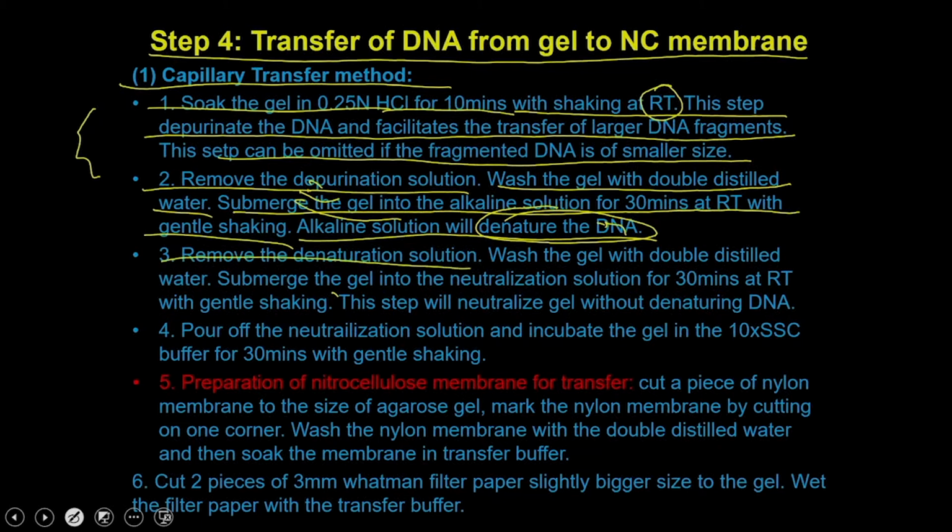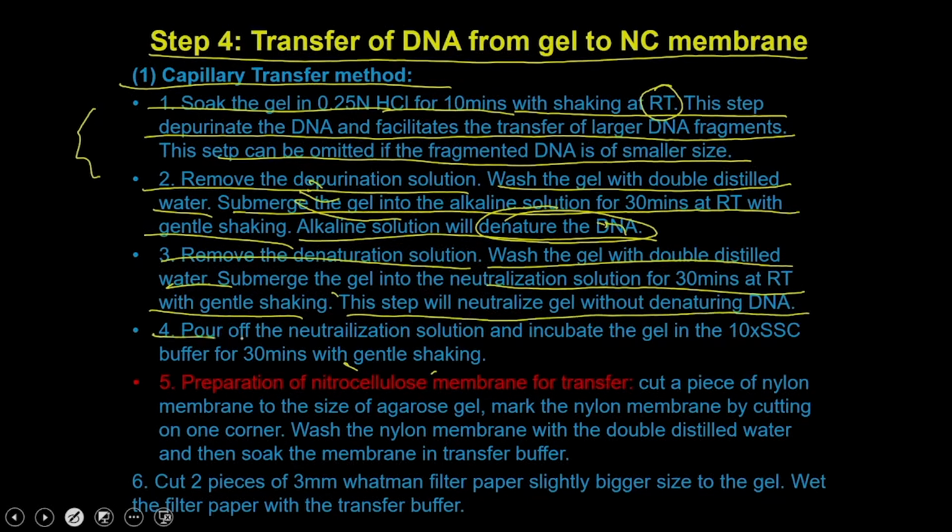Then you remove the denaturing solution, wash the gel with double distilled water, and submerge the gel in the neutralization solution for 30 minutes at room temperature with gentle shaking. This step will neutralize the gel without denaturing the DNA. Now you pour off the neutralizing solution and incubate the gel in 10x SSC buffer for 30 minutes with gentle shaking.